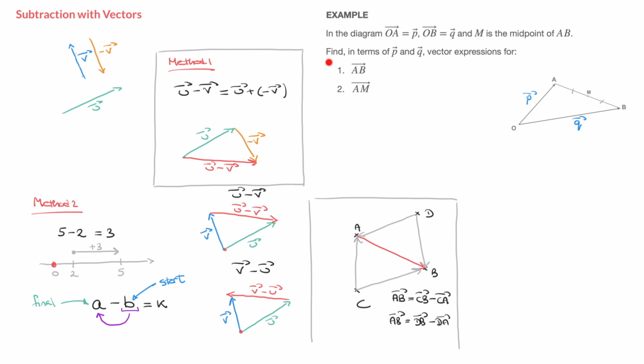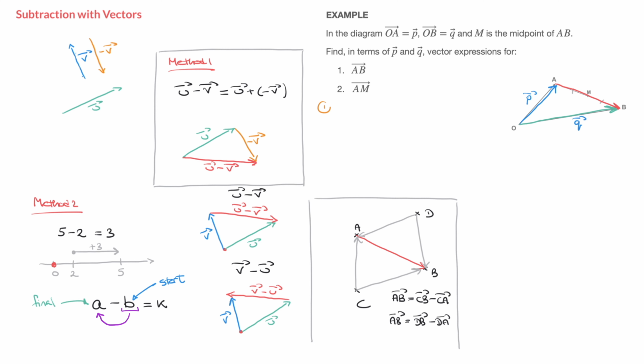Next we're told find, in terms of the vectors P and Q, vector expressions for the vector AB and the vector AM. Well, the vector AB, that's the red vector I'm drawing right now, this long vector here. And following what we've just seen here, hopefully you can tell right away that this vector AB will equal vector OB minus vector OA. Indeed, both OB and OA have the same starting point, that's this point O here, and OB points towards the head of AB, and OA points towards the tail.